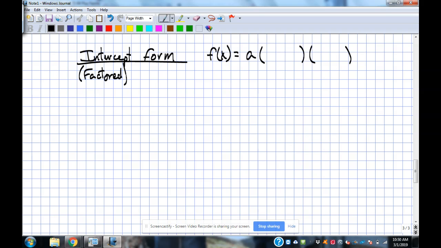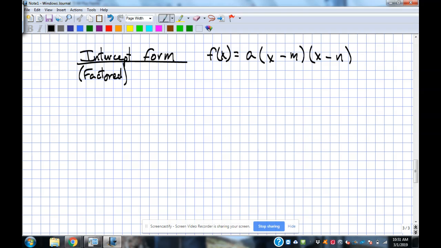Intercept and factored form are the same things. And they have x minus m, x minus n, that sort of thing. The m and n are just numbers. They're the x-intercepts, actually. It's called intercept form because the x-intercepts are easy to find from this form because it's already factored for us. And we know from what we did with solving, if it's factored, we take each factor and set it equal to 0, and we get where it crosses the x-axis. We get the solution to that. Those are all the same things, okay?